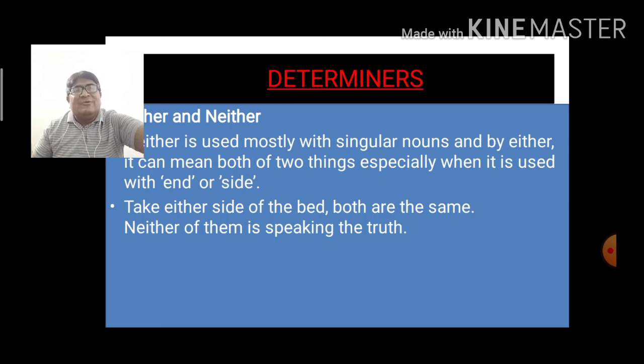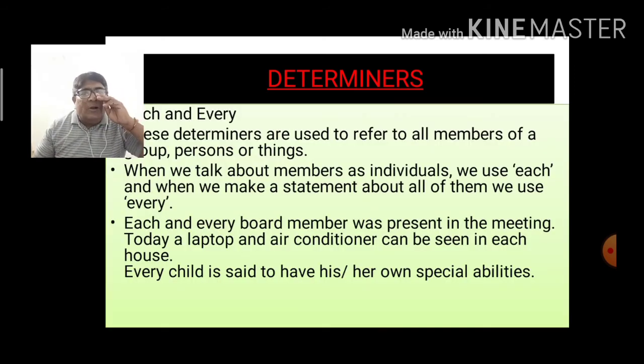Let's go ahead. Next is each and every. That is also important to learn as a determiner. These determiners are used to refer to all the members of a group, persons or things. When we talk about members as individuals, we use each. For example, each student must wear school uniform.